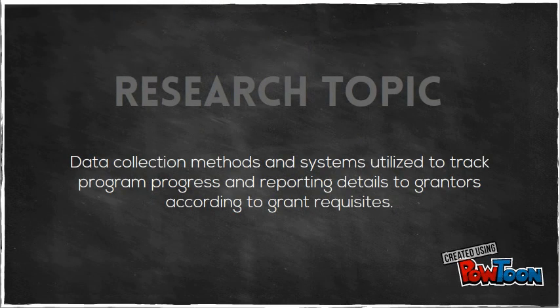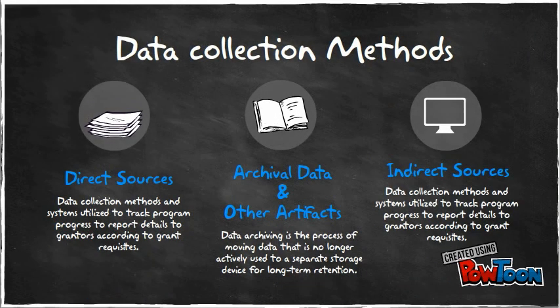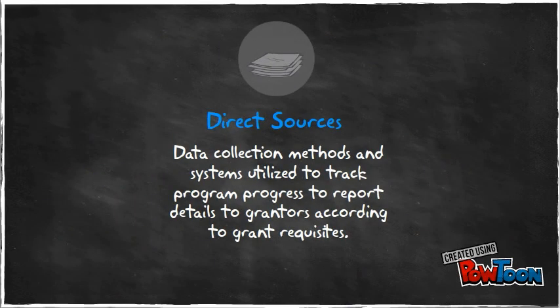Our research topic focuses on data collection methods and systems utilized to track program progress and reporting details to grantors according to grant requisites. Data collection methods include direct sources, archival data and other artifacts, and indirect sources. Direct sources are data collection methods and systems utilized to track program progress to report details to grantors according to grant requisites.